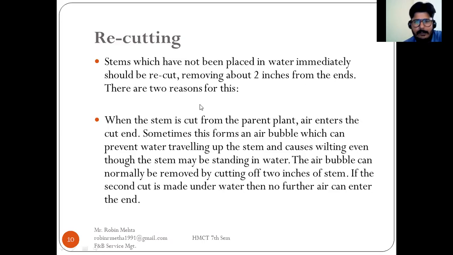Next is the recutting. Stems which have not been placed in water immediately should be recut, removing about 2 inches from the ends. There are two reasons for this, which we will discuss next. First, we discuss the recutting. How we recut that plant.